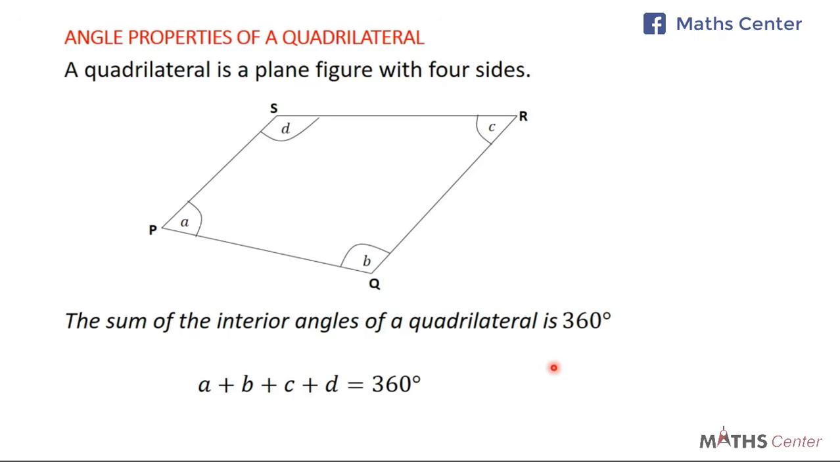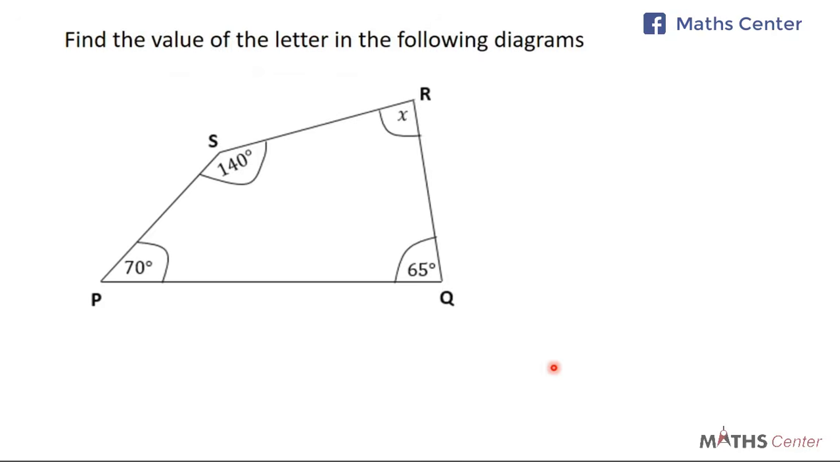Now let's pick some examples and see how we can use these properties to solve some questions. So let's pick the first one. Find the value of the letter in the following diagrams. So with this diagram, we are supposed to find the value of S here.